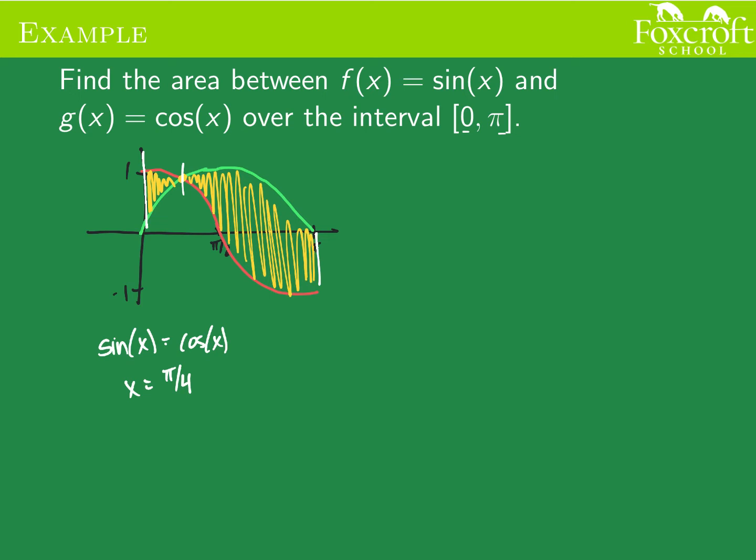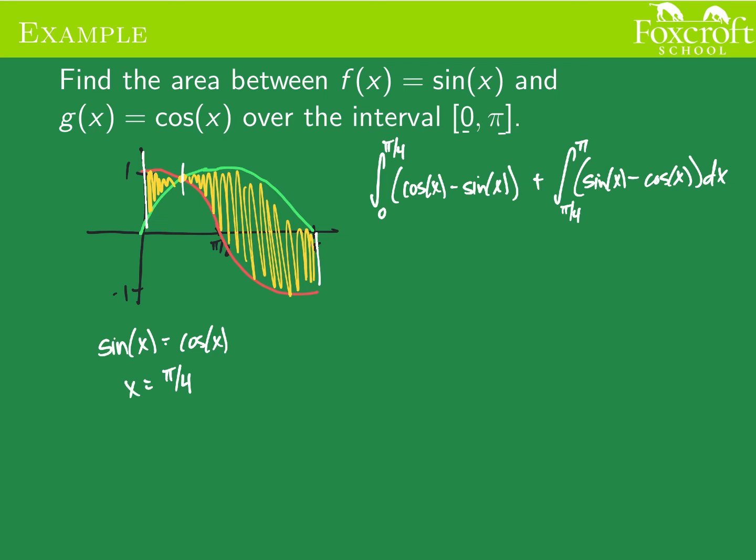So when I set up my integrals, I'm going to have one that goes from 0 to pi over 4. And that one is when the red graph is on the top. The red graph is the cosine one, so that's going to take cosine, subtract sine. I'm going to add to that the second region I want, which is from pi over 4 to pi. And that's when they switch, and now the green graph is on top. The green graph is sine, so that's sine of x minus cosine of x.